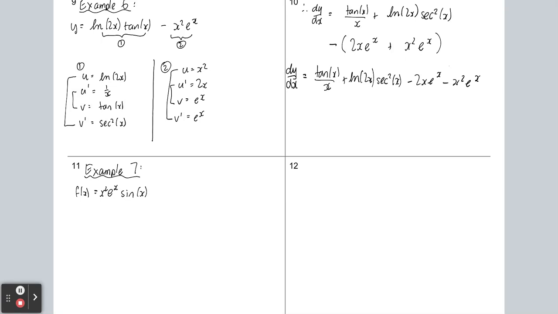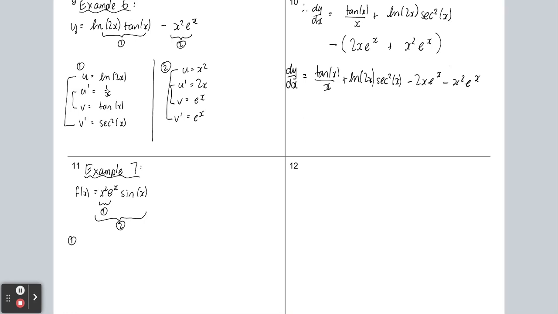Example 7 looks deceptively easy, but I just wanted to point out that what we have here is the product of 3 terms. And the way we work it is we treat this as one mini problem, and then we treat this as a part 2. So in part 1, we've got x squared e to the x. I'm just going to work on the derivative of that to start with.